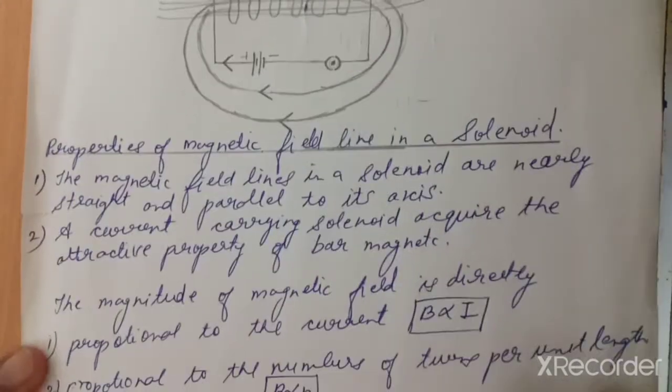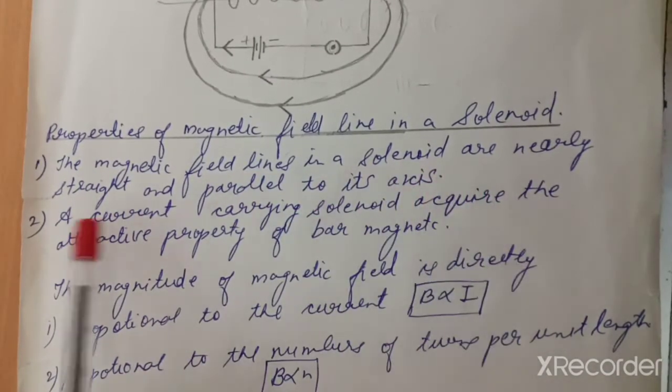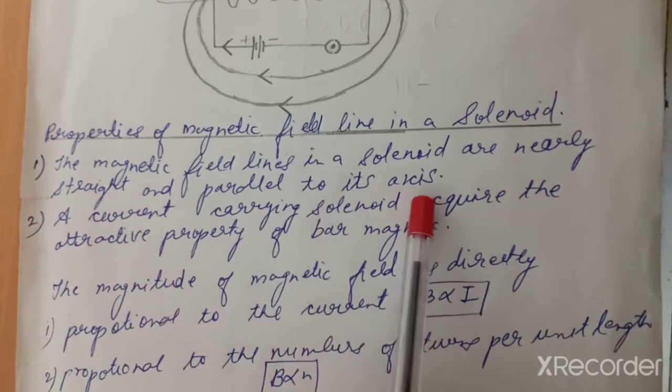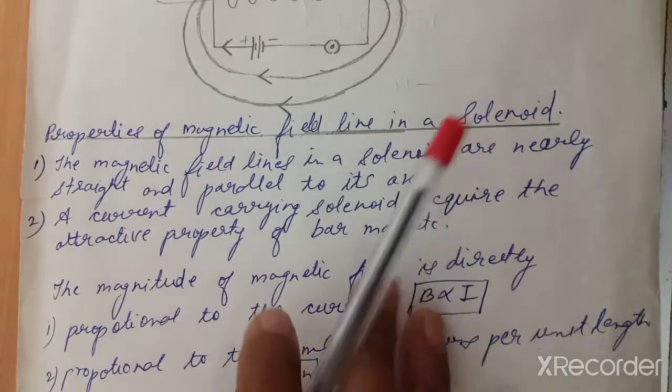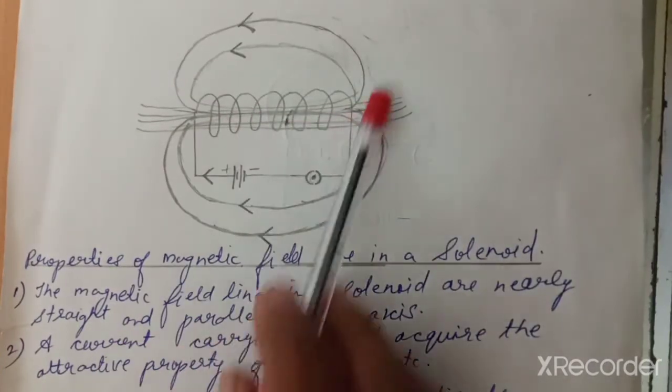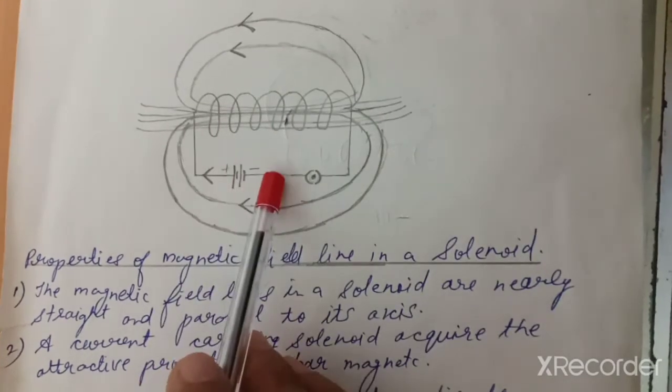It will have the magnetic properties of the bar magnet. Now what is the property? The magnetic field lines in a solenoid are nearly straight and parallel to its axis. A current carrying solenoid acquires the attractive property of the bar magnet. On passing electricity, this solenoid will behave as a magnet, and we can see that because it has the attractive property.